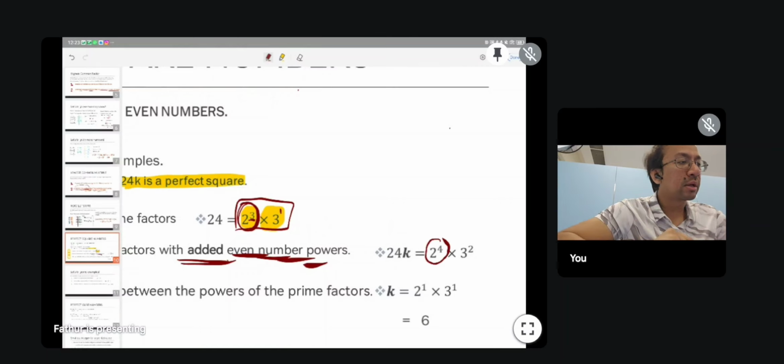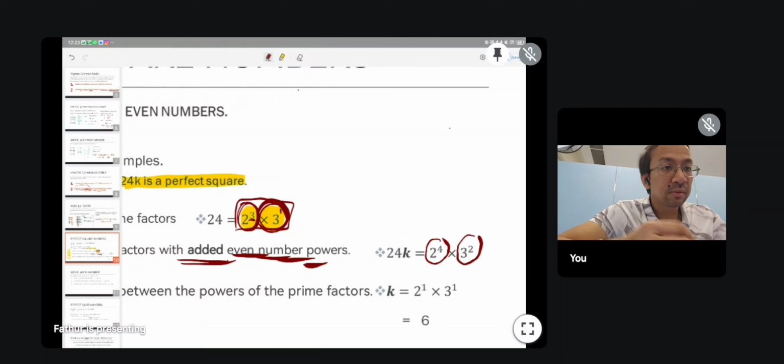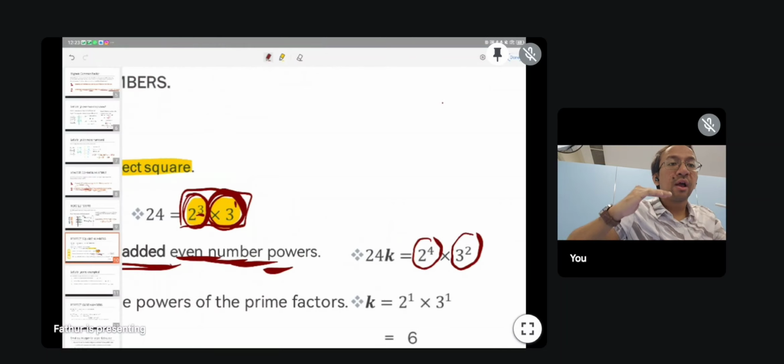Okay? How about the next part? This 3 to the power of 1. Is this an even number power? No, right? Because power is just 1. So what's the smallest even number that is more than 1? 2. 2 is the smallest even number that is more than 1, right? There you go. Okay. So here you must top up the power. You must increase the power to make it an even number.